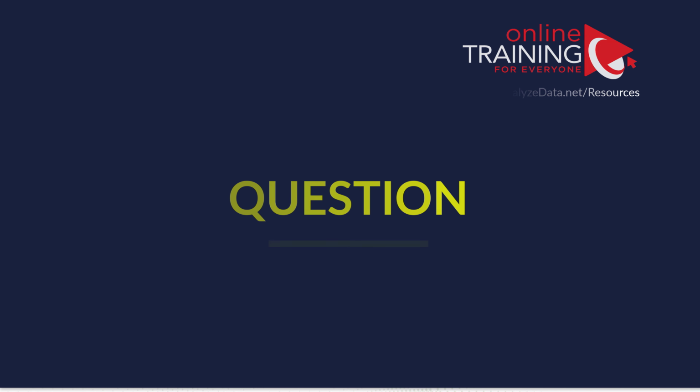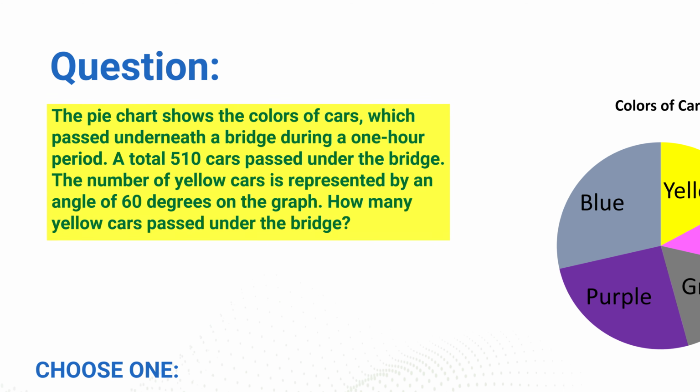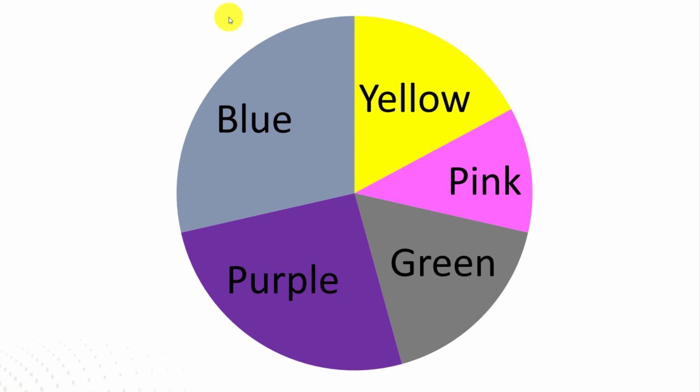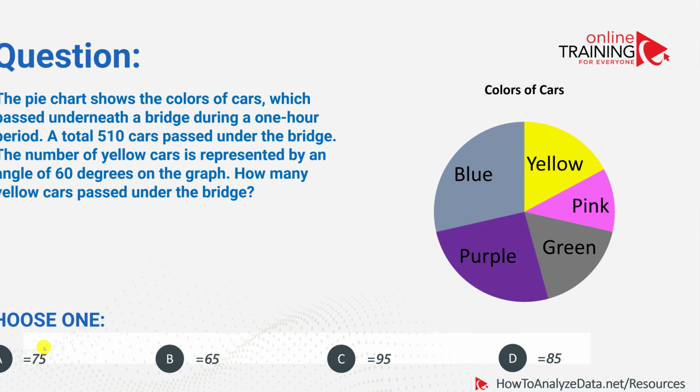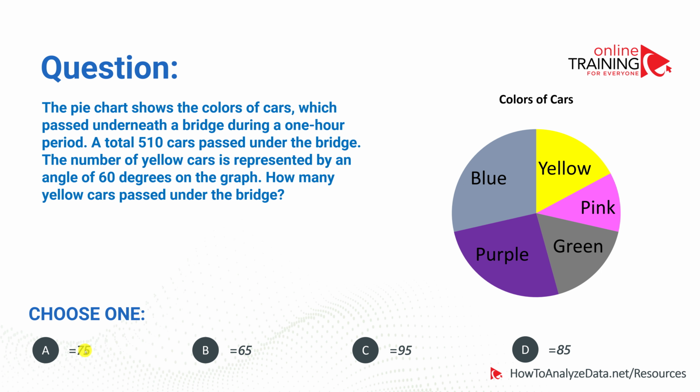Now let's look at a question which is frequently used as part of logical reasoning tests. It tests your knowledge of math, abstract reasoning, and numerical reasoning. The pie chart shows the colors of cars which passed underneath a bridge during a 1-hour period. A total of 510 cars passed under the bridge. The number of yellow cars is represented by an angle of 60 degrees on the graph. How many yellow cars passed under the bridge? You're presented with the graph which shows the yellow segment, which we know is 60 degrees. And there are four choices: 75 cars, 65 cars, 95 cars, or 85 cars. What do you think is the correct answer here?